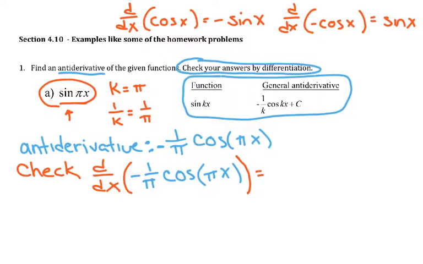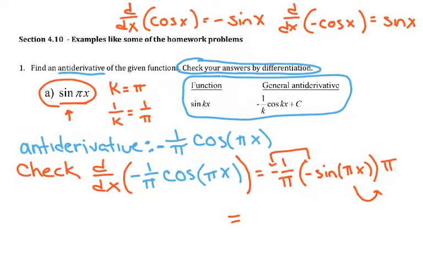Okay, well, when we take the derivative, the constant just stays outside. The derivative of cosine is negative sine. Leave the inside function alone, that's pi x. And then don't forget from the chain rule to multiply by pi. And when we simplify that, you can see that the two minus signs cancel out, and the 1 over pi cancels out the pi. So yes, indeed, I am left with sine of pi x.